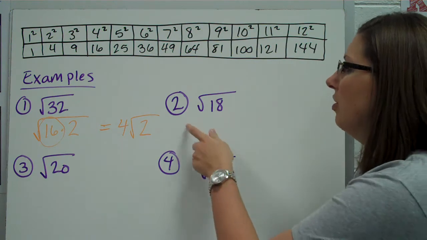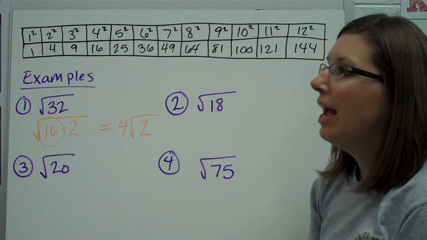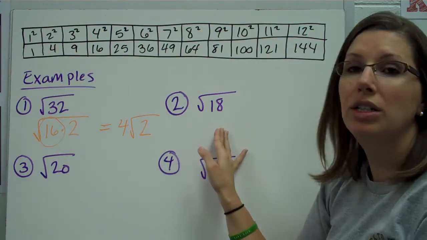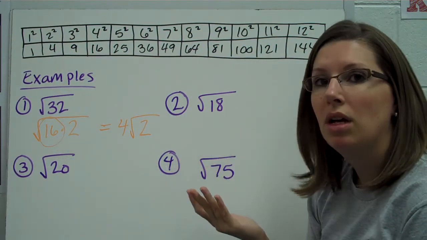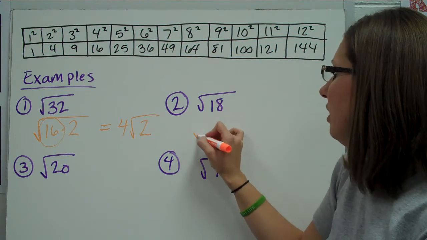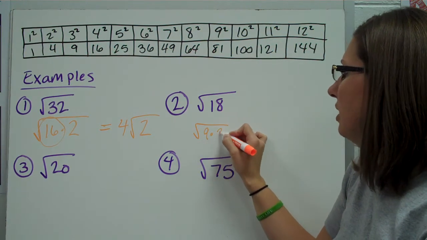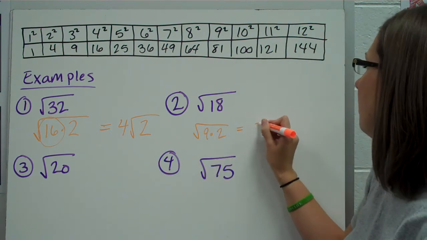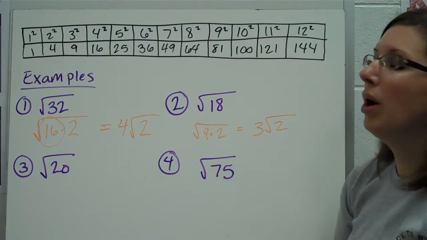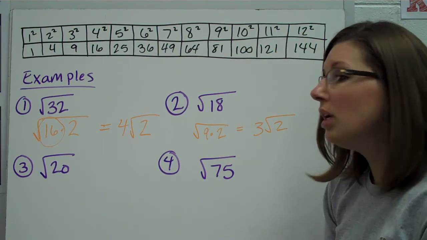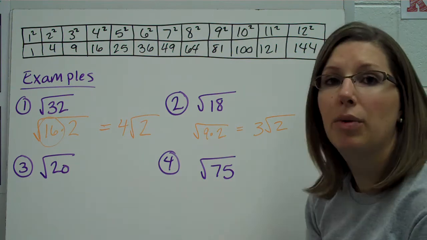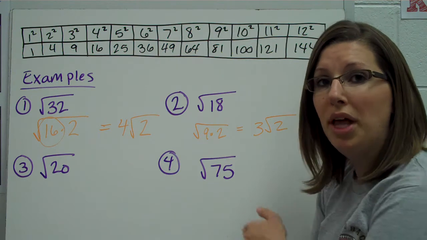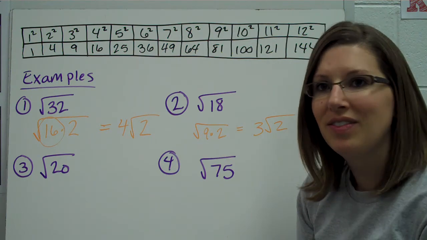So let's try number 2, 18. Look up at your chart and think, what perfect square down here goes into 18? 9. Okay, 9 times what? 9 times 2 gives you 18. Well, I can take the square root of 9, which is 3, and what's left? The square root of 2, and we're done. Why don't you try these two down here? Just pause the video, try them yourself, and then when you're done, hit play, and the answers will be here on the screen.